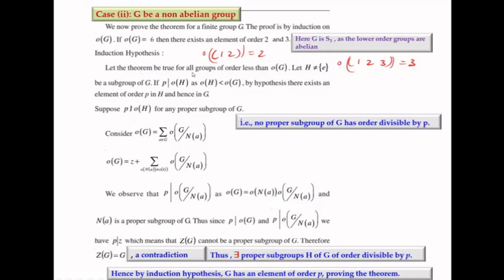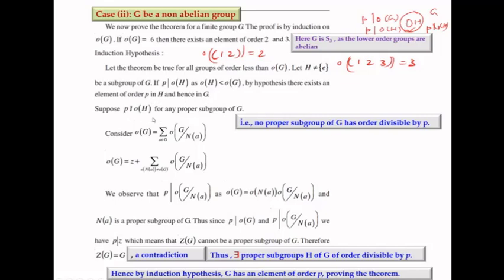Now we shall assume the theorem to be true for all groups of order less than the order of G, and let H be a subgroup of G, which is a proper subgroup of G. Then there are two possibilities. You have a group G, and in that you have a subgroup H. So when P divides the order of G, either P divides the order of H, or P does not divide the order of H for this proper subgroup. When P divides the order of H, as the order of H is less than the order of G, by hypothesis, in H we can have an element of order P, and hence in G also.